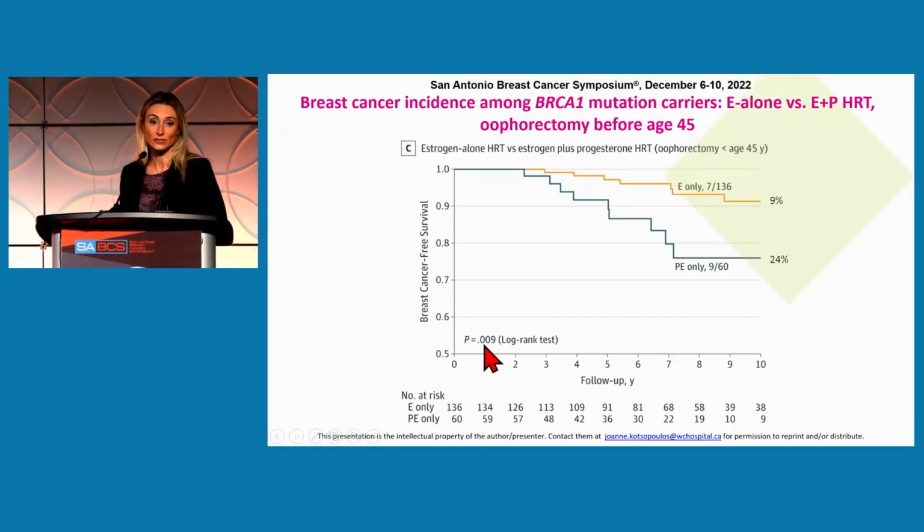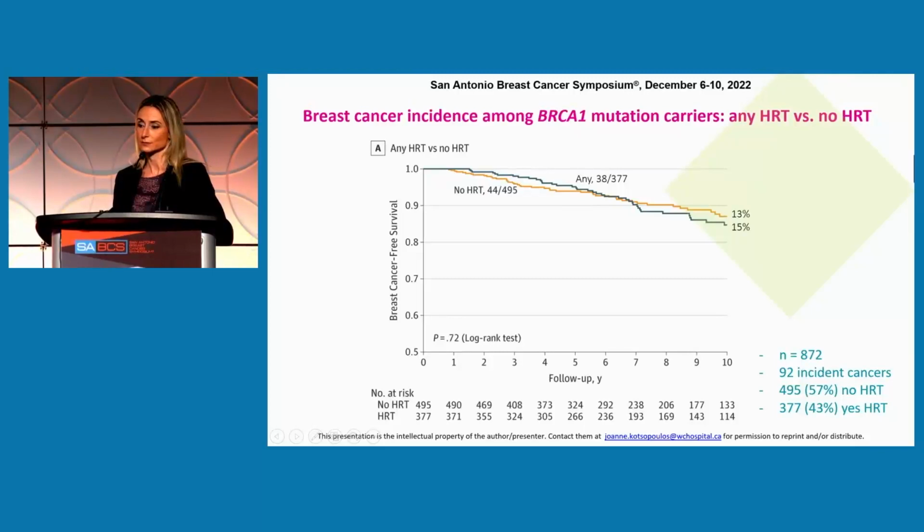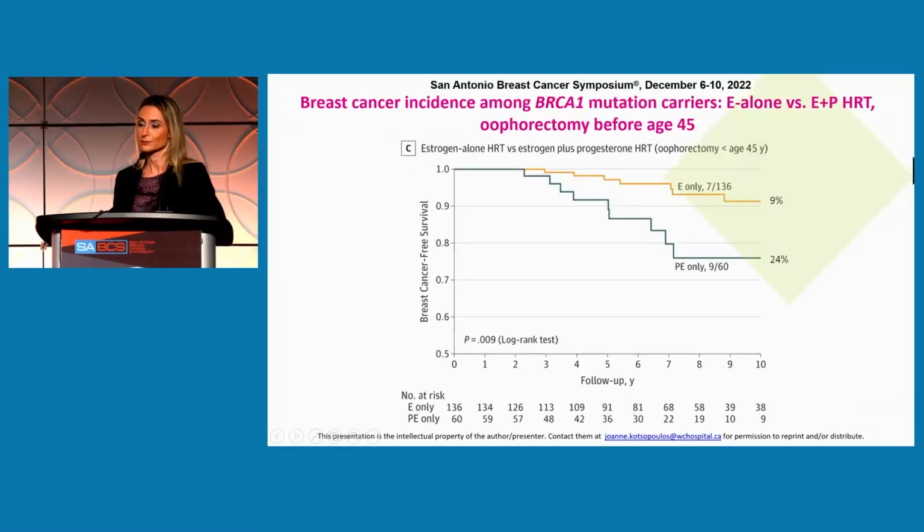Furthermore, the effect was even more striking. We see an even bigger difference in the risk profiles, with again combination HRT being associated with a higher 10-year cumulative incidence compared to the estrogen alone. And so these findings are in line with what we see in the general population, that combination HRT is likely a risk factor for women with the BRCA mutation.